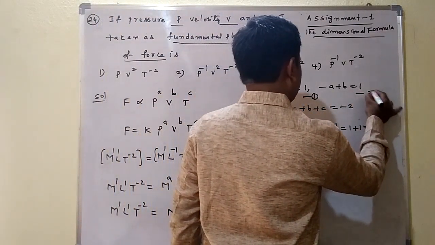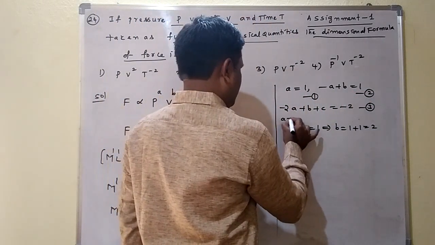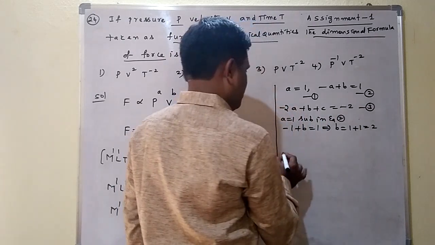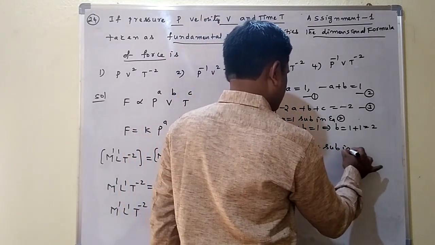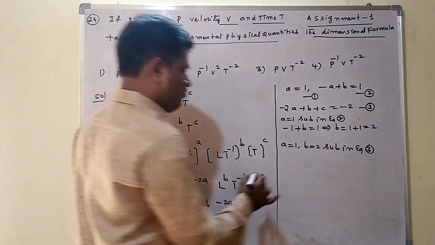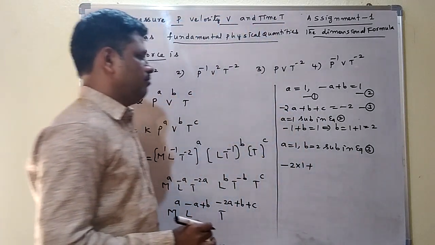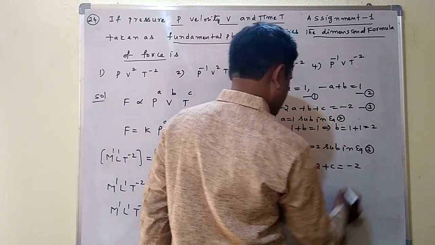This is equations 1, 2, 3. Right, a equal to 1, substitute in equation 2. Now a equal to 1, b equal to 2, substitute in equation 3. What do we get here? Minus 2a means 2 into 1, plus b is equal to 2, plus c equal to minus 2.